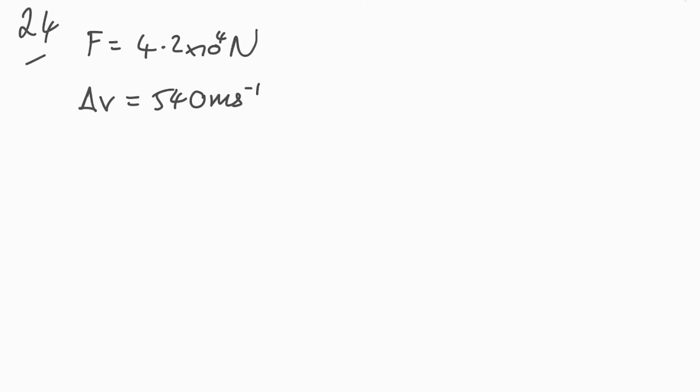24. An average force of 42 kilonewtons acts on the air passing through a jet engine. The force causes the speed of the air to increase by 540. Oh man, not one of these again. So delta v is equal to 540. Now, what mass of air passes through the engine in 1 minute? Are we talking about energy or momentum? In this case, we're talking about momentum because we've been given a change in velocity.